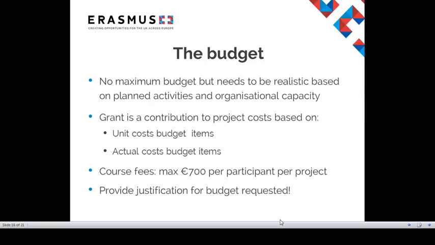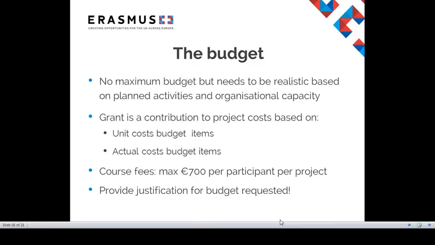As I stated earlier, there is no maximum budget for Key Action 1 adult education mobility projects. However, the budget that you request must be realistic and well justified within the application. We like to ensure that you're clear about the budget section. Therefore, this slide contains some information that we've already covered when talking about the application form, but I wanted to highlight some key points about the budget.